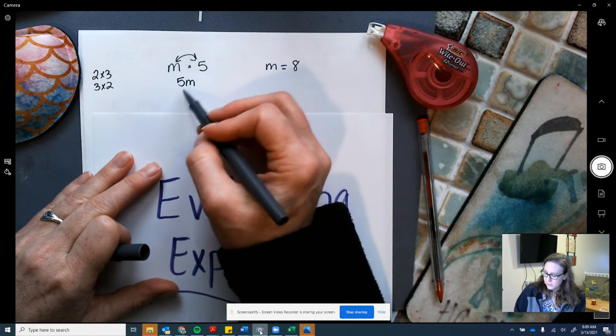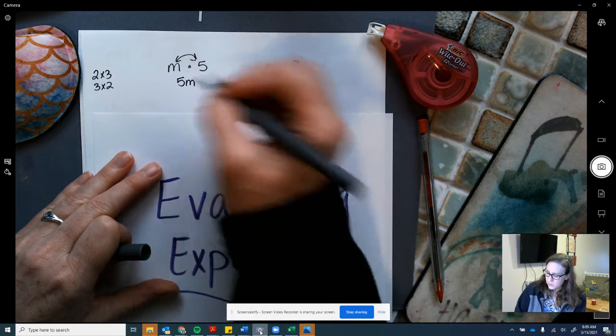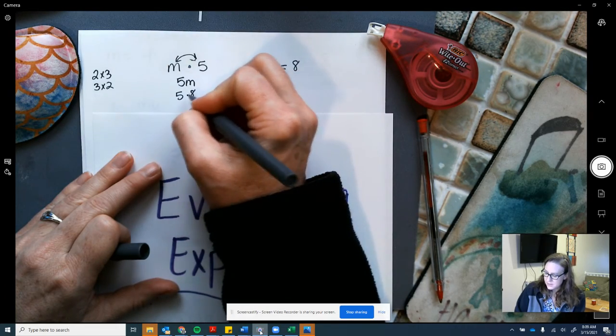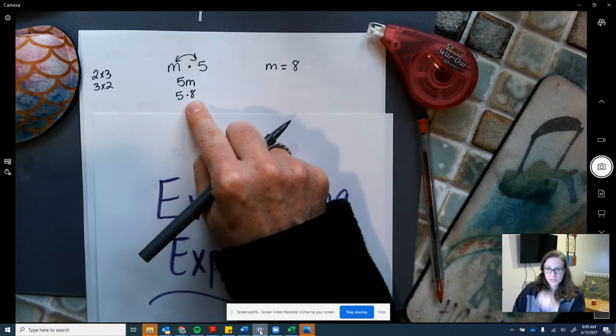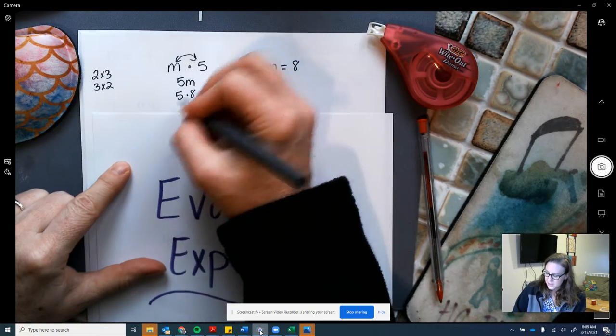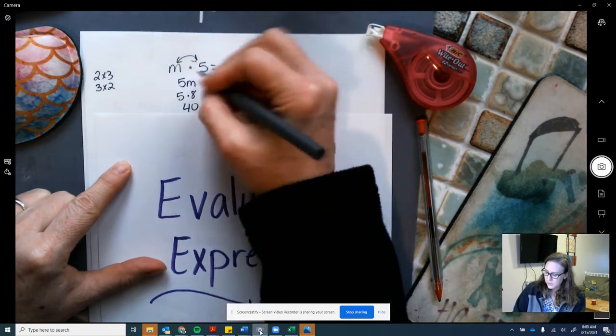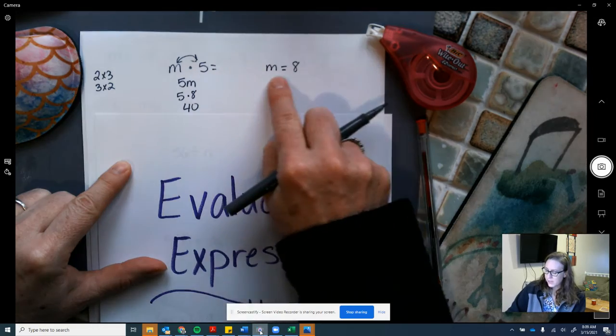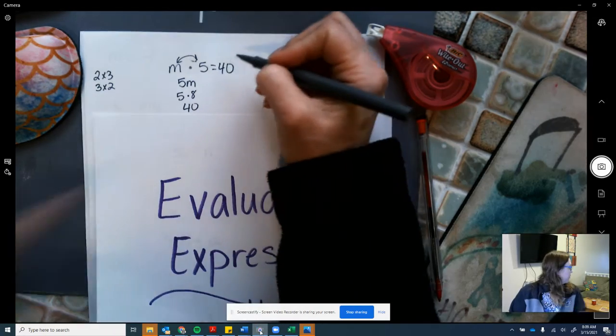All right, so 5m, but m equals 8. So that means 5 times 8. So we're going to put the variable in. 5 times 8 is 40. So m times 5, where m equals 8, equals 40.